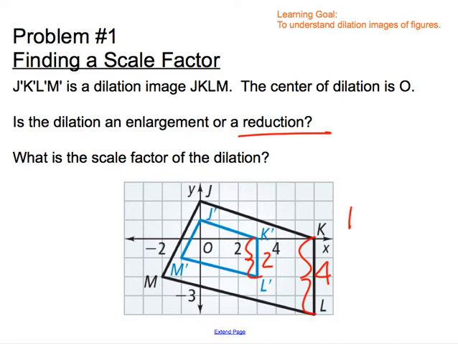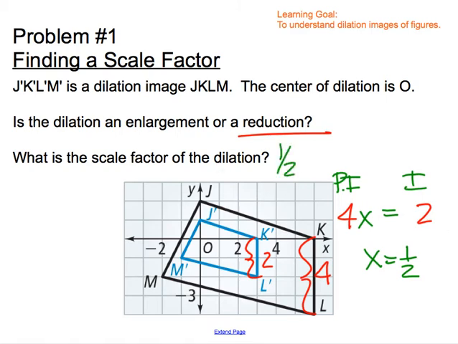So we have the original, and we have the image. Just like we did last time, we have the pre-image on the left-hand side and the image on the right. So the pre-image times the scale factor is going to have to give us the image. Dividing both sides of this by 4, we find that x is 1/2. So the scale factor of this dilation is 1/2.